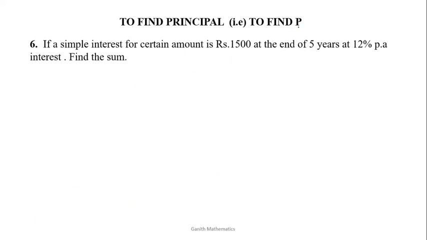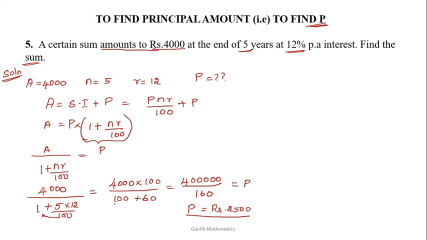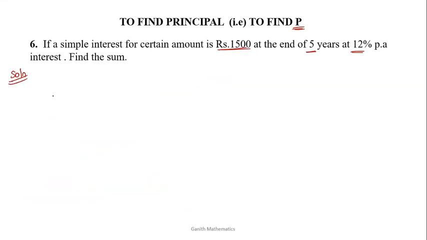To find the principal, that is to find the P again. So if a simple interest for a certain amount is 1500, they have given it as simple interest, and at the end of 5 years, so number of years is 5, for the rate of interest 12% per annum, to find the sum. So in the previous problem they gave the amount, right? In this problem they are giving simple interest. We know that simple interest is 1500 from the question, and N is 5 years, and R is 12% per annum. Okay, we are going to find P.